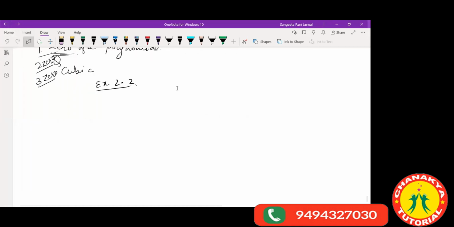Okay, now in this we have the first question. Find the value of this polynomial at x equals 0, x equals -1, and x equals 2. That means at these 3 points, we have to find the value of this polynomial.